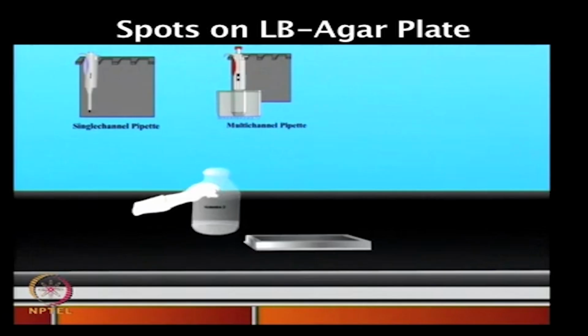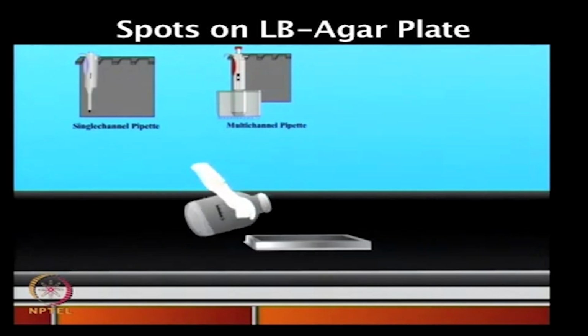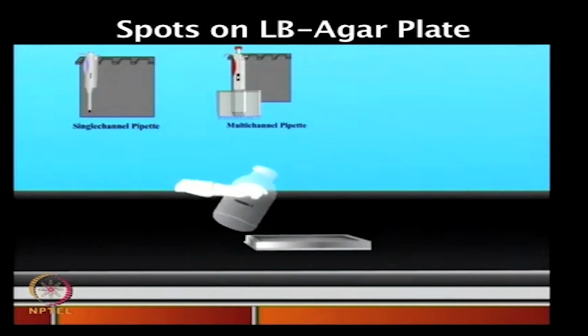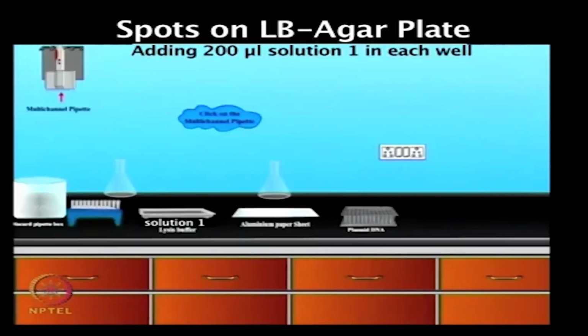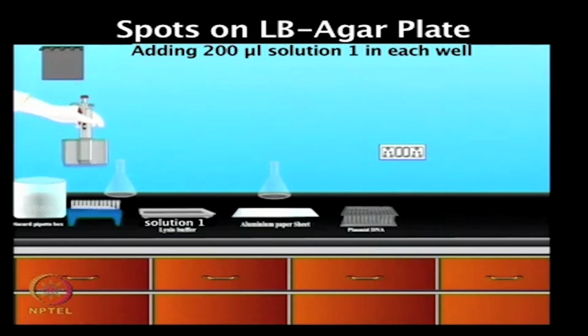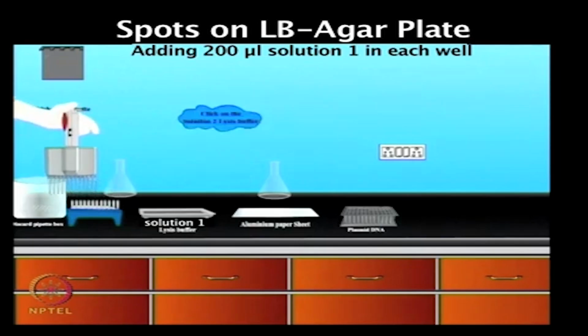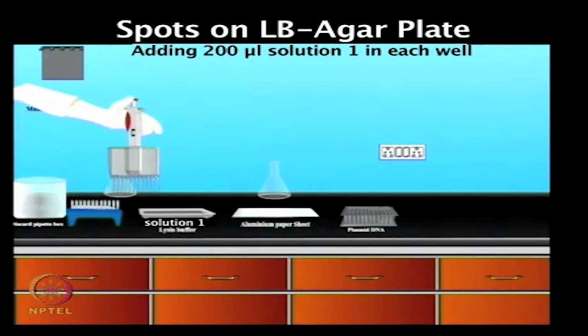In a similar way, add 200 microliter of solution 2 to each well. Solution 2 contains 0.2 normal NaOH and 1% of sodium dodecyl sulphate. This is a lysis solution. After adding this solution, again you need to repeat the same process of sealing the plate and then invert the plate a few times.